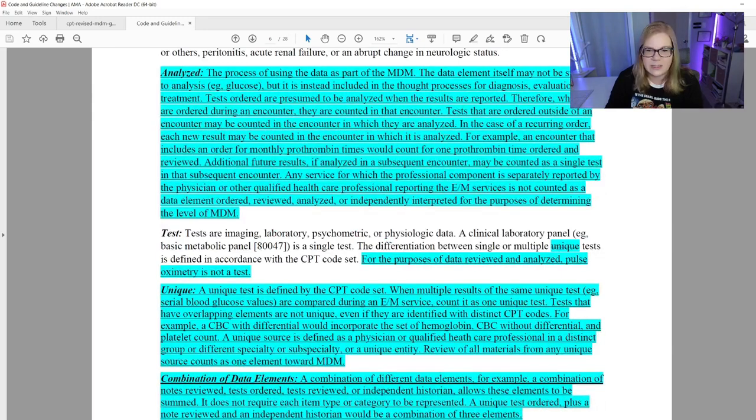It even tells you what we consider analyzed, what we consider a test. It says here, this is one of the technical corrections that they put in because there was some confusion about this: a pulse oximetry is not a test. I've had these in a lot of primary care and urgent care settings, that little clip that they put on your finger. The reason they don't consider it a test is because it's more of a vital sign. Each unique test is defined by that CPT code. So for it to be a test, it has to have a CPT code, and you can't be billing for it separately. Because if you're billing for it separately with that CPT code, you're getting paid for reviewing and analyzing it on that CPT code. You can't also get reimbursed for that in the consideration for your E&M level as well.